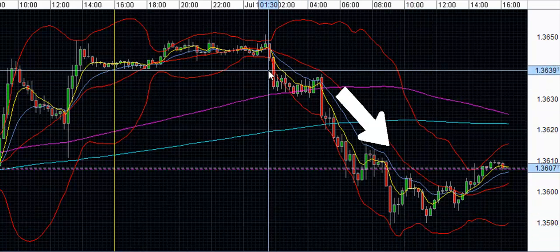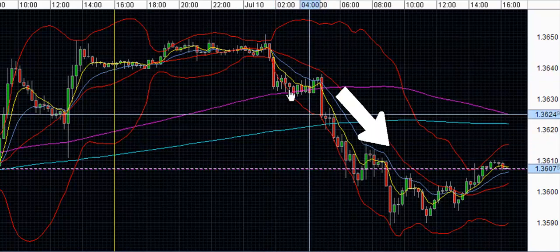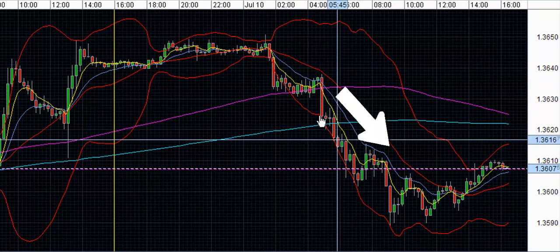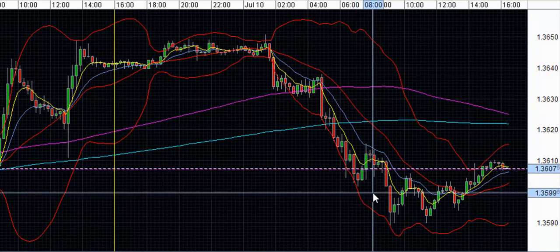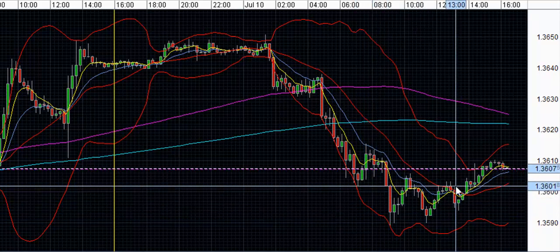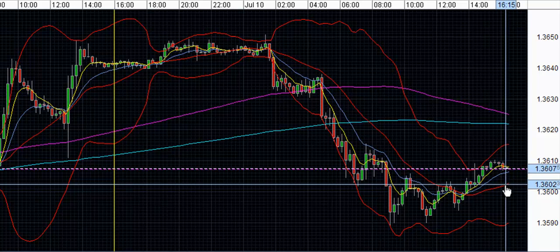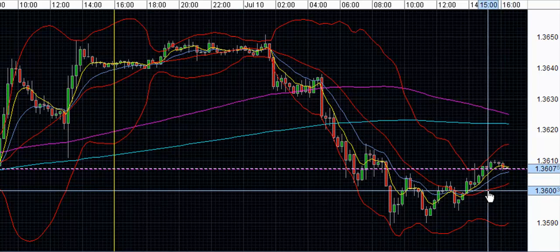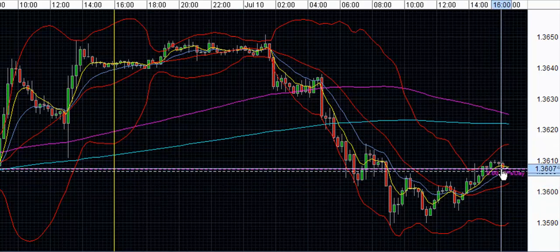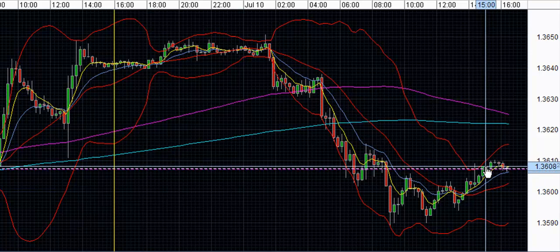So this is what created the 62 pip slide in the pair. And a lot of this heavy selling was really influenced by selling in the euro yen. There were safe haven flows in the euro yen that helped to pull the euro US dollar pair low as well. So then price right now is currently above the 36.00 handle. It's a few pips above that, and it's consolidating at the moment.